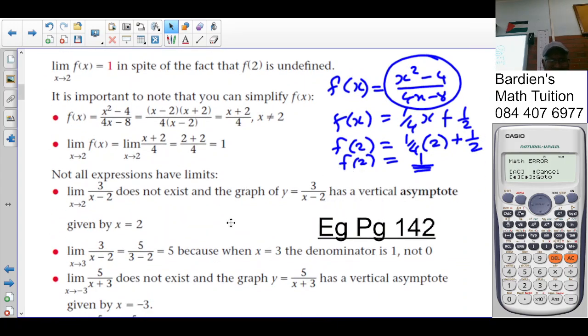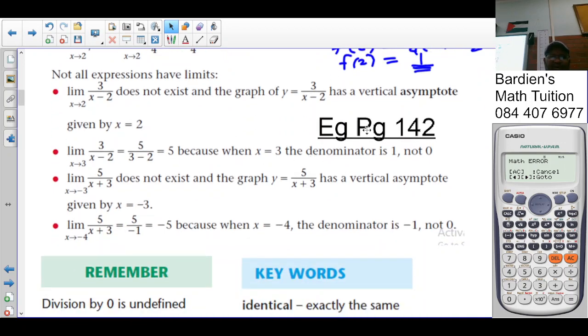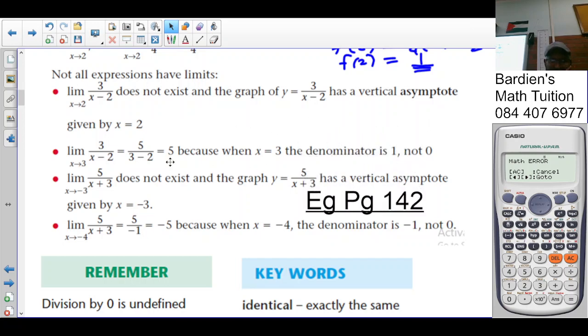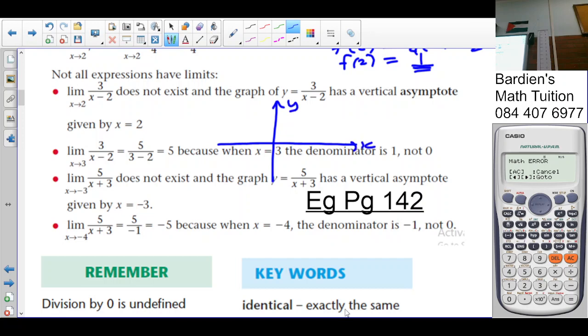Alright. So he said not all expressions have limits. For example, the limit as x approaches 2 of 3 over x minus 2 does not exist, and the graph of y equals 3 over x minus 2 has a vertical asymptote. So if I draw this graph quickly, I'll show you here. Remember, what is your horizontal asymptote on this graph? y is equal to 0 here, not so, which is your x-axis. You've got a vertical asymptote of what? x is equal to 2. So x is equal to 2 there.